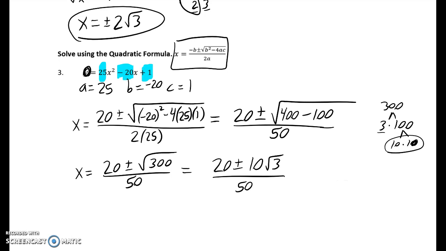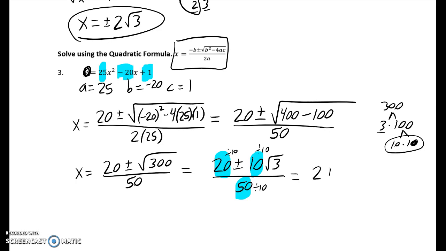But there is one little thing I can do. If these 3 numbers, the number in front of the plus or minus, the number in front of the radical, and the number in the denominator, if all 3 of those are divisible by the same number, I can actually divide all 3 numbers by that number. So what goes into 20, 10, and 50? 10. So I can actually divide all of these by 10. Every single one of them.